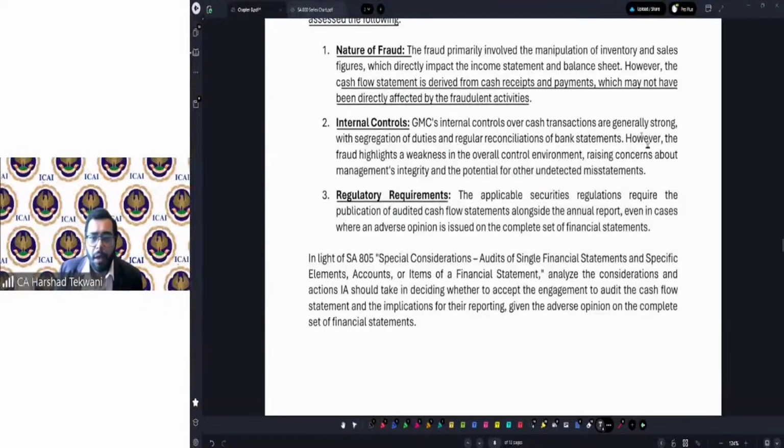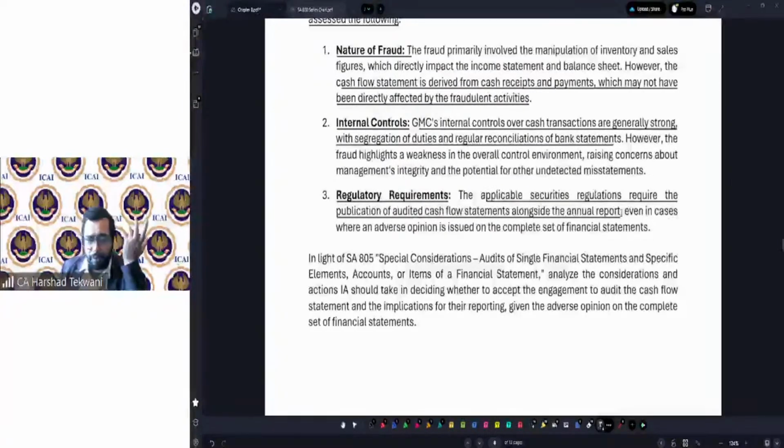Internal controls over the cash transactions are generally strong, with segregation of duties and regular reconciliation of the banks. Third is the regulatory requirement: the applicable securities regulations require the publication of the audited cash flow statement alongside the annual report, even when an adverse opinion is issued on the complete set of financial statements. So they analyzed what the requirements are.